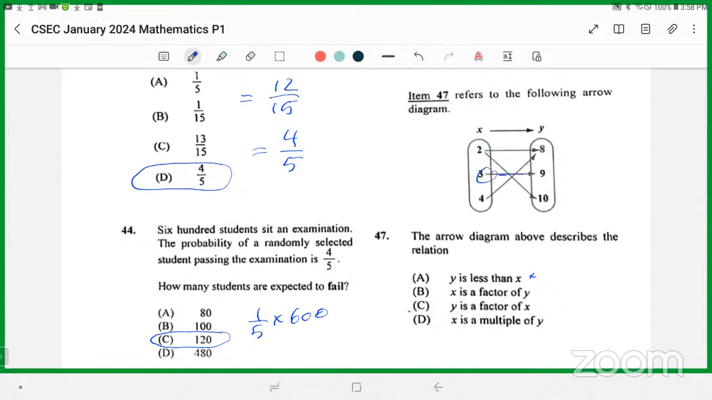3 is a factor of only 9, which is true. 4 is a factor of only 8. So that is the answer: the X value is a factor of the Y values. Y is a factor of X? No, that's not true. These are multiples. X is a multiple of Y? No, these X's are smaller. They are factors. So the answer is B.